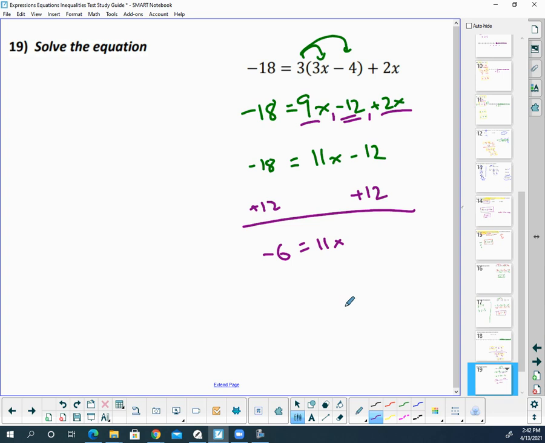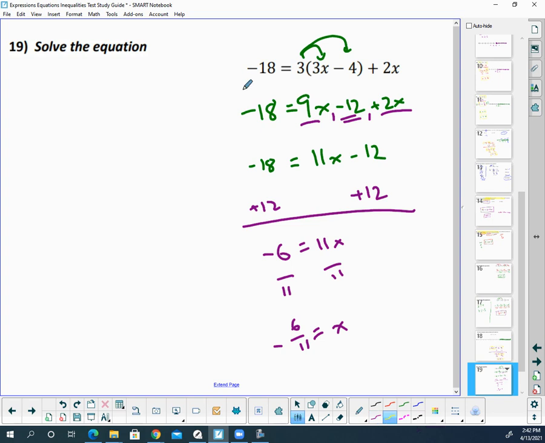Well, I don't want 11x. I want just 1x. So I'm going to take this side and divide it by 11. I'm going to take the other side, also divided by 11. A negative divided by a positive is a negative. 6 divided by 11 is a fraction. Negative 6 over 11 equals x.